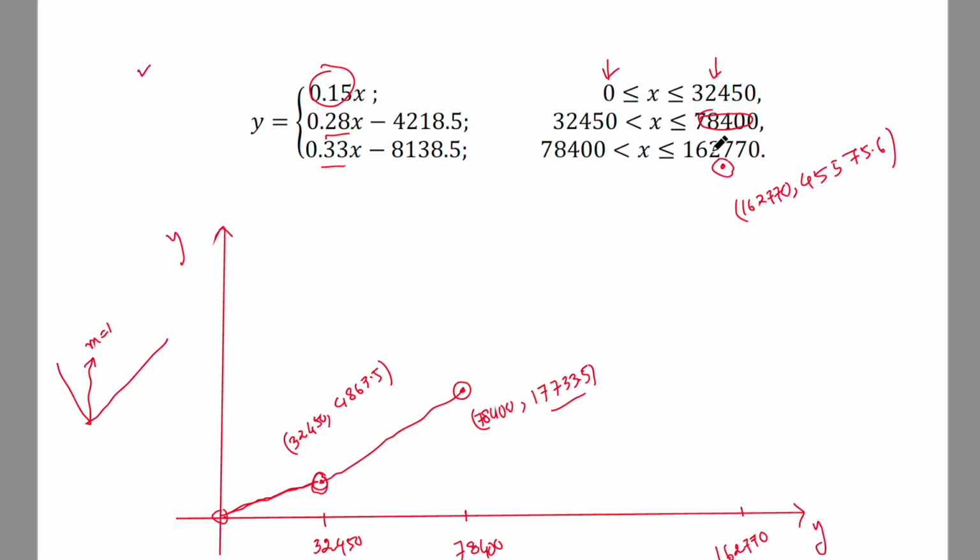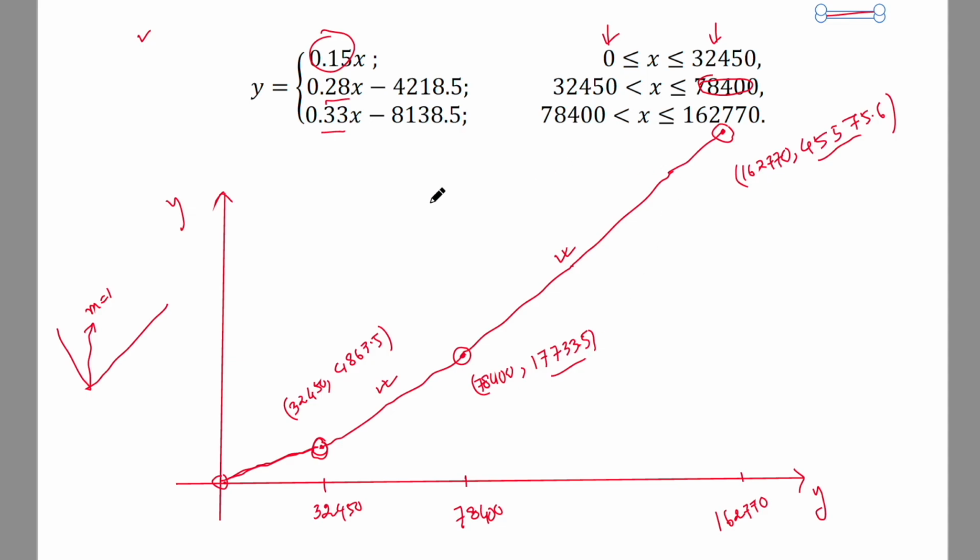And if you put this figure in the third equation, 162,770, the y will be this. So the third line will start from here and end at this point. And you see the third line is a bit steeper than the second line. So this is the graph of your tax function, and that's all. Thank you very much for listening.